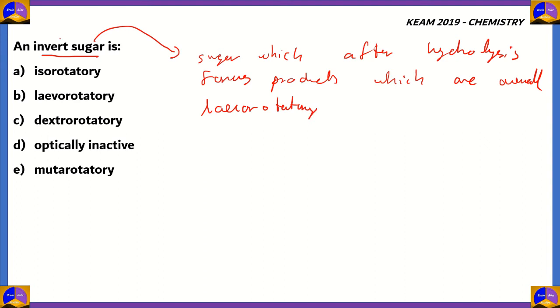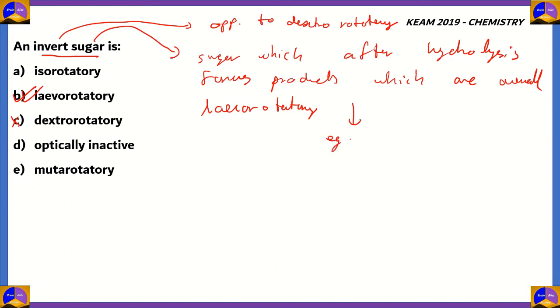And the word invert signifies that this is the opposite to dextrorotatory. So that means we can take off option C, because that means dextrorotatory, and the definition of an invert sugar means that levorotatory is the correct answer.